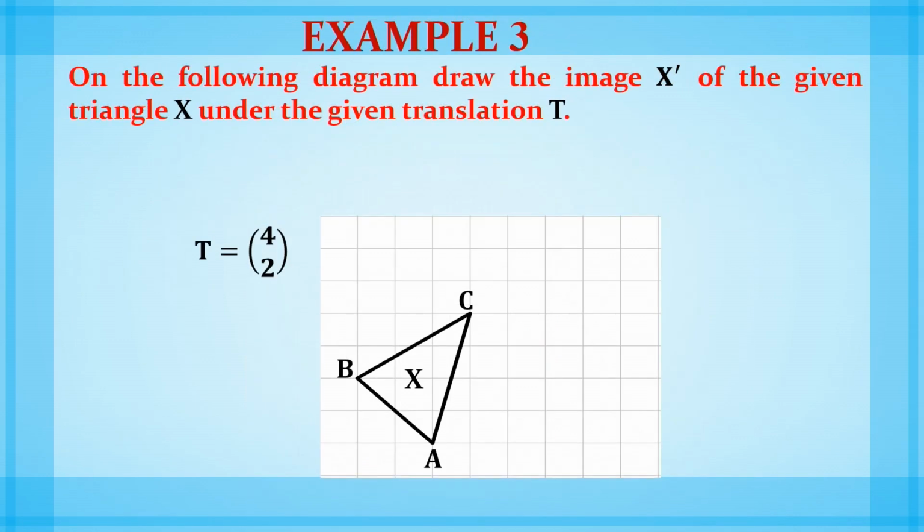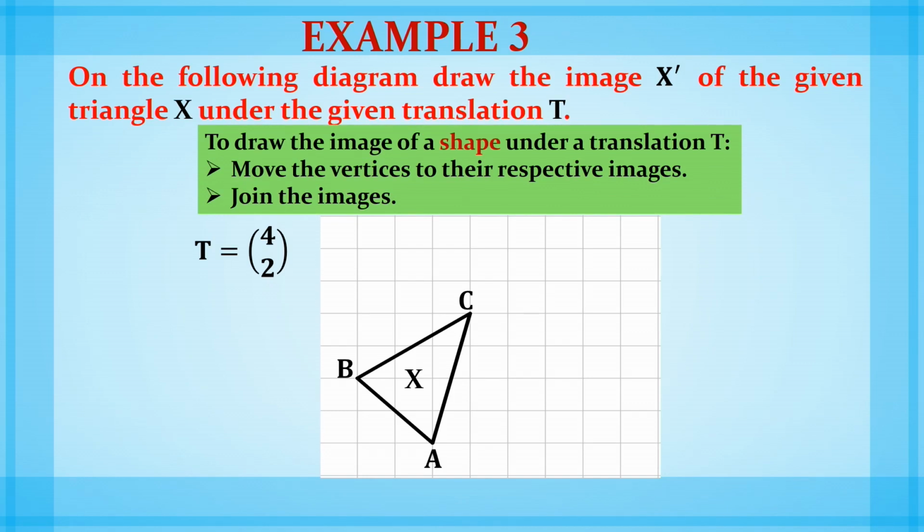In example 3, we have to draw the image of the given triangle ABC under the given translation T. Friends, in order to draw the image of a shape under a translation T, first move the vertices to their respective images. Then join the images.